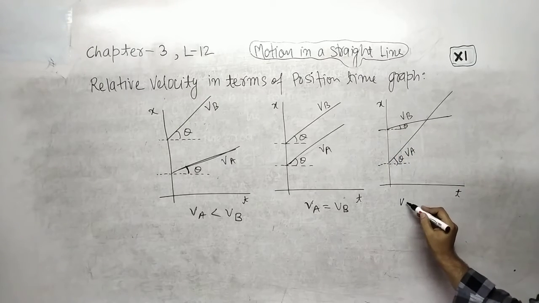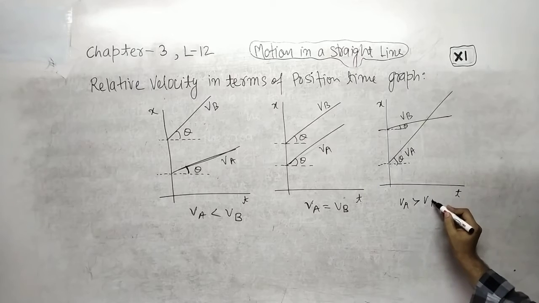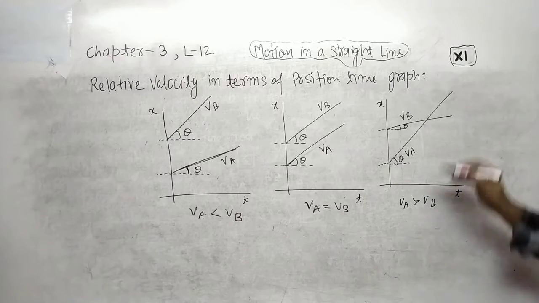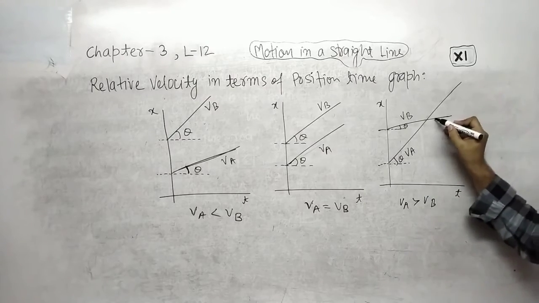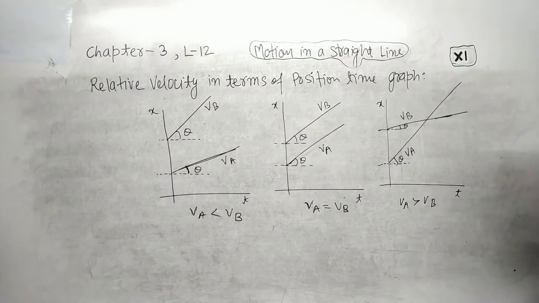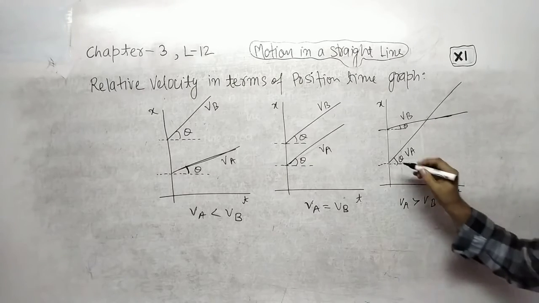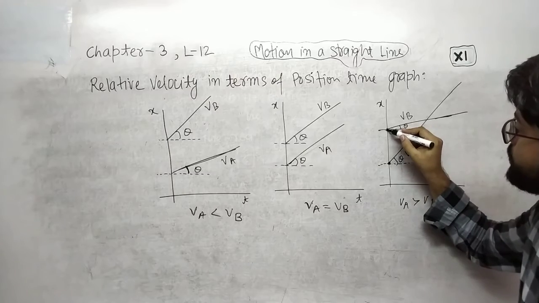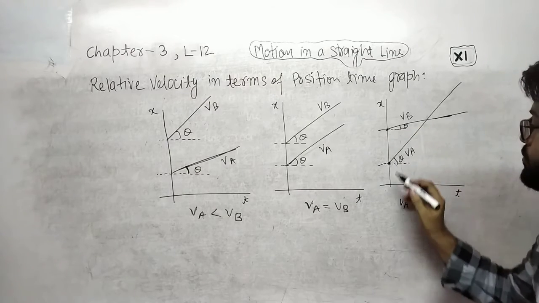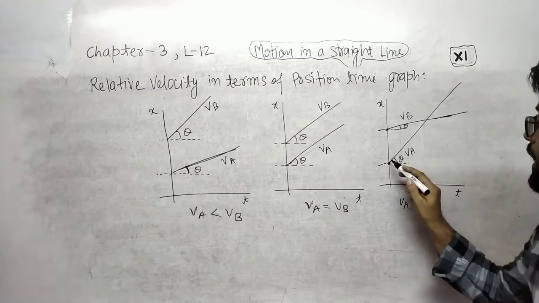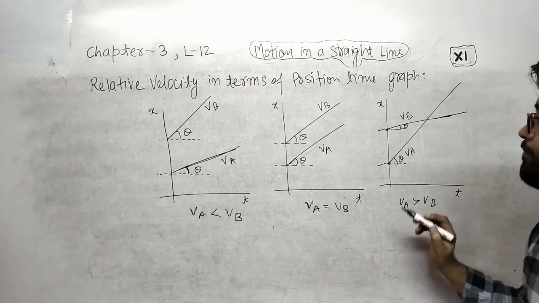Velocity of A is greater than velocity of B. What you will see here is that the position of B is greater as compared to the position of A.